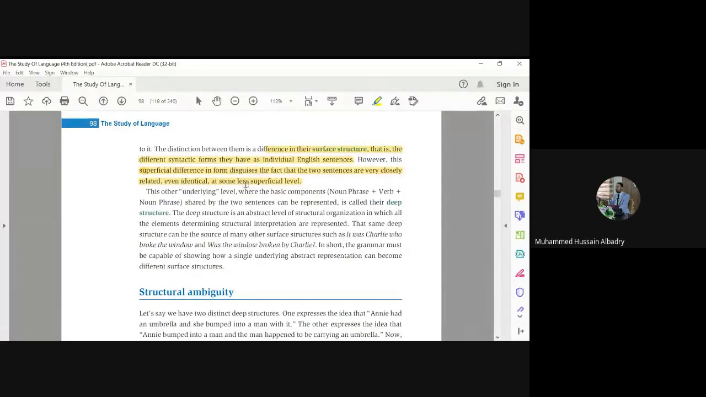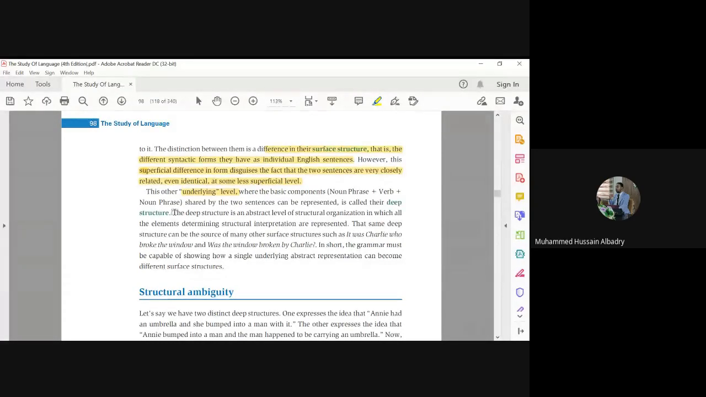This is number one. Number two is the underlying level, which we always call the deep or underlying level. What does this mean? It is where the basic components, the syntactic forms, noun, phrase, verb, noun, shared by the sentences can be represented. It is called their deep structure. When the basic components are shared by the two sentences, this is deep structure.